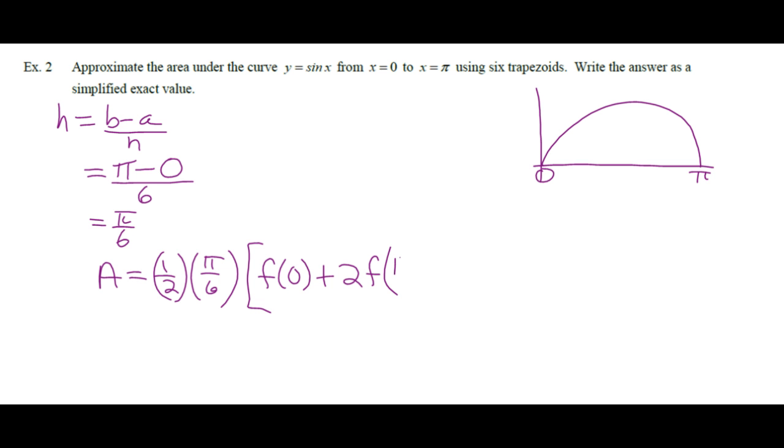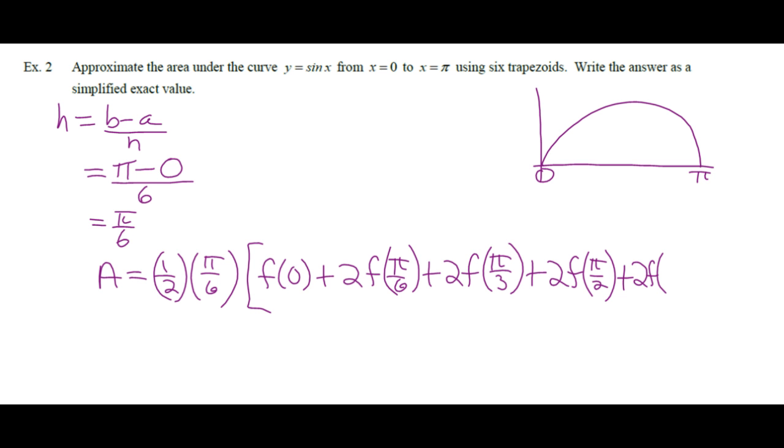Pi over 6. Yeah, plus 2 f of pi over 6, plus 2 f of 2 pi over 6 or pi over 3, plus 2 f of 3 pi over 6 or pi over 2. Plus 2 f of, I'm going to start writing smaller. Okay, so we've got 0 pi over 6, 1 pi over 6, 2 pi over 6, 3 pi over 6, 4 pi over 6, 2 pi over 3, plus 2 f of 5 pi over 6 plus f of pi. Okay, so that's just using the formula, right? On your formula sheet, we're just substituting in, going from 0 to pi by pi over 6.